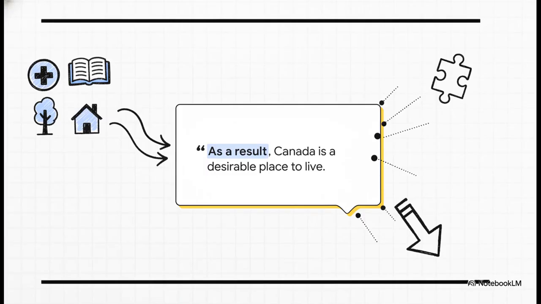Here's one more really strong example from this source text about Canada being a great place to live. After listing out all these supporting facts about the healthcare, the education, and the clean cities, it wraps up with, "As a result, Canada is a desirable place to live." That transition phrase, "as a result," neatly ties off all those previous supporting arguments, serving the reader a complete, logically sound, and perfectly structured thought.